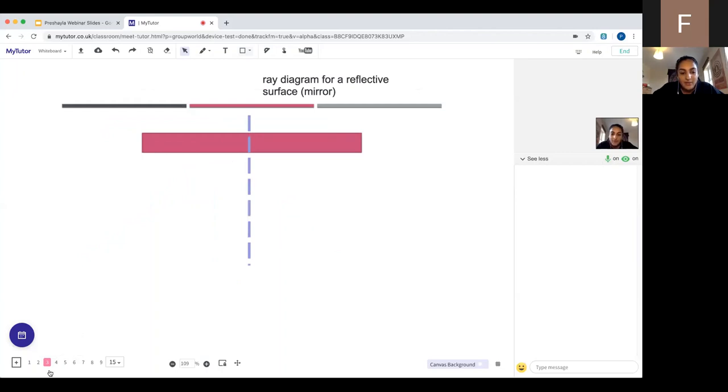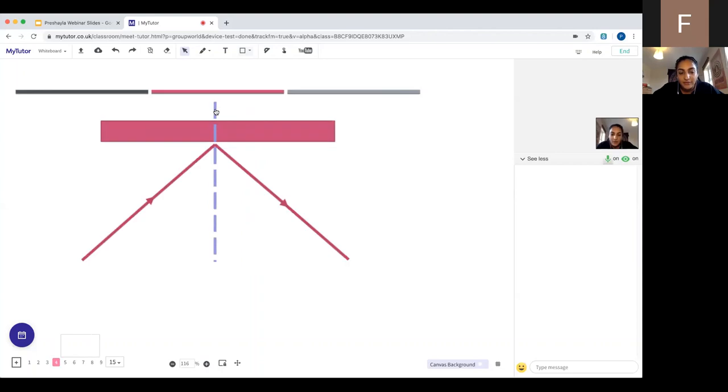Now, does anybody know what this purple line through the middle is? If you know what the purple line through the middle is, put it in the chat. It's not just a random line, it's got a name. Great, loads of you seem to know what it is. Good, it's the normal. So the normal is the line which is at 90 degrees to the medium, the medium that we're dealing with. In this case, it's a mirror. Later on, we might be dealing with glass or water. In this case, it's a mirror. So we draw our normal to the mirror.